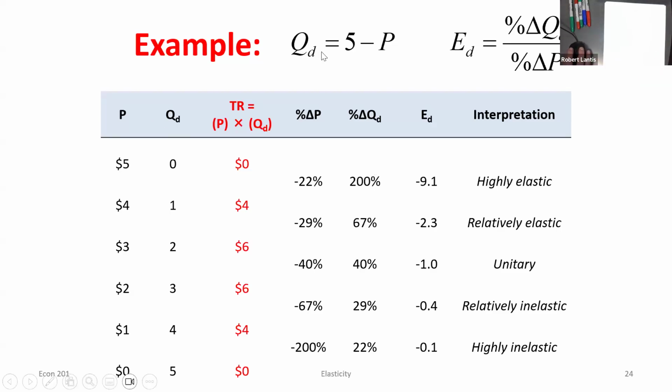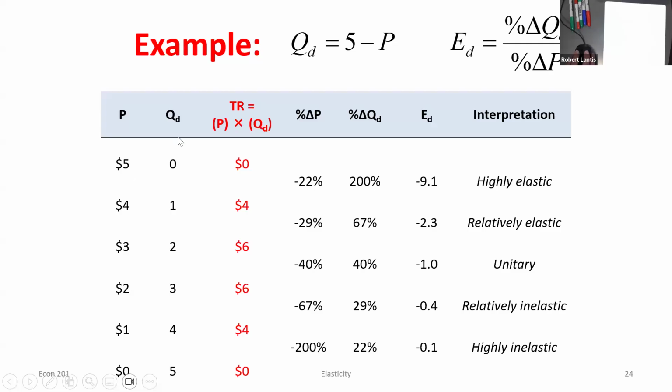So here I've got a demand curve, and I just rearranged it. If I have price as a function of quantity demanded, I can write quantity demanded as a function of price just by rearranging it a little bit. So at a price of $5, how many units do people want to buy? 5 minus 5 would be 0. At a price of $4, how many units will people buy? 5 minus 4 is 1, and so on and so forth. So I have these different price and quantity demanded combinations. This would be my demand schedule.